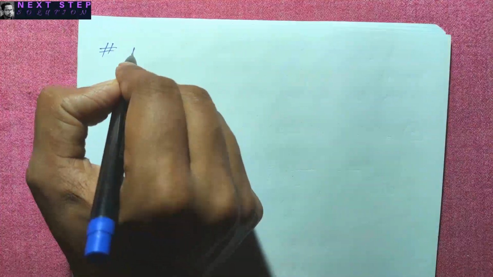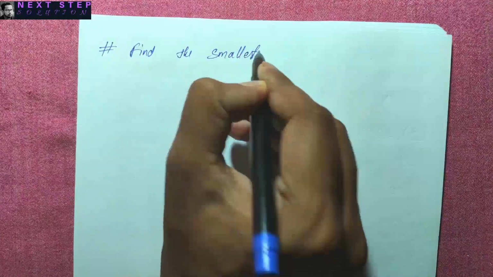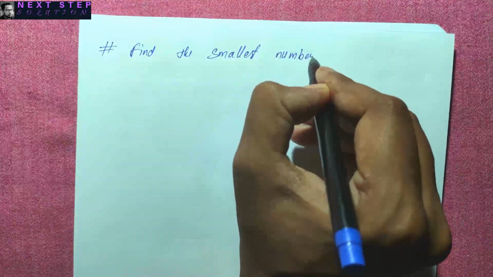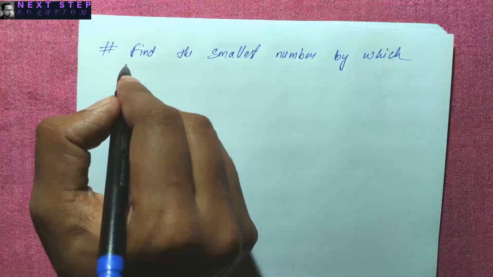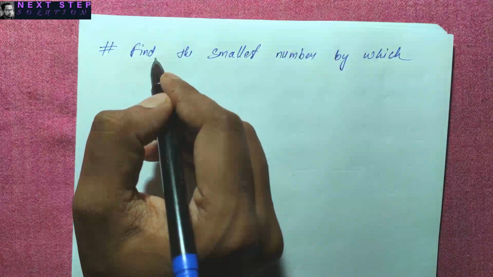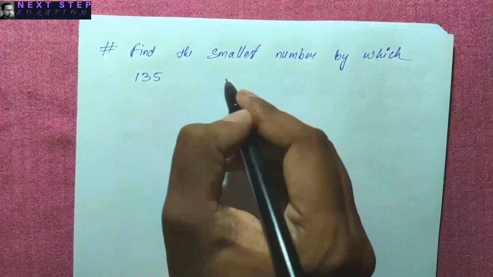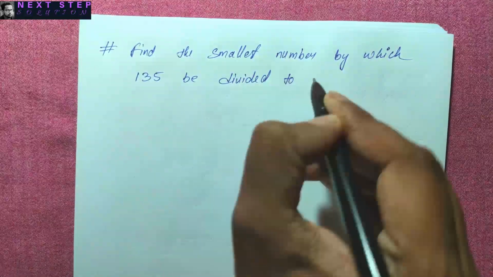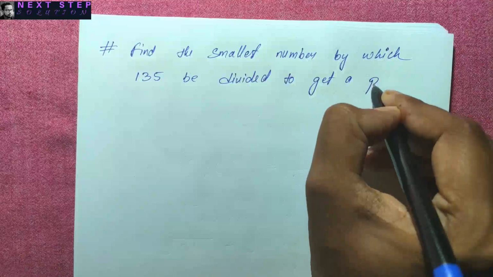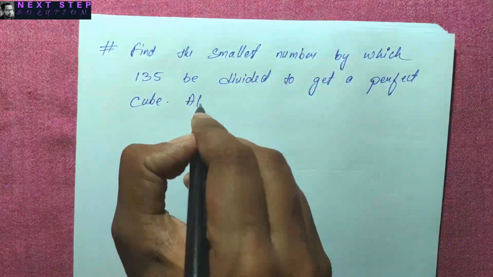Now, let us see one more question. Find the smallest number by which a particular number should be divided to get a perfect cube. Now, let me take a three digit number, 135, to be divided to get a perfect cube. Also find the cube root.